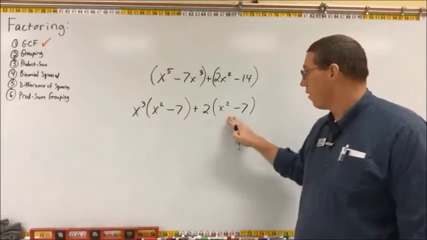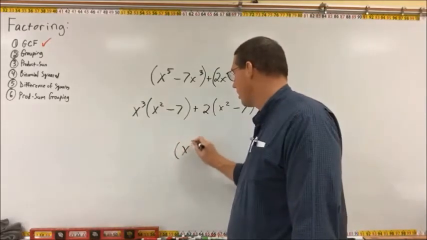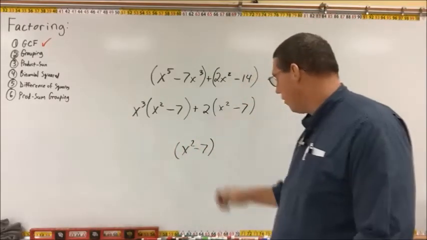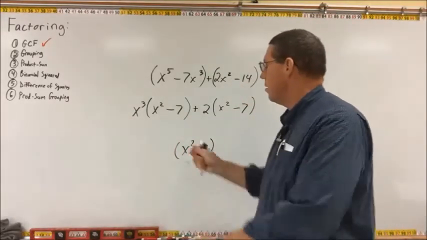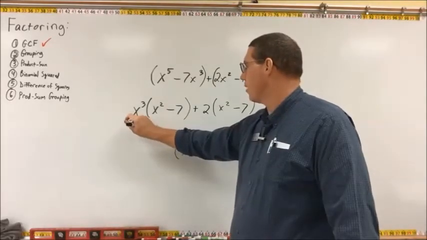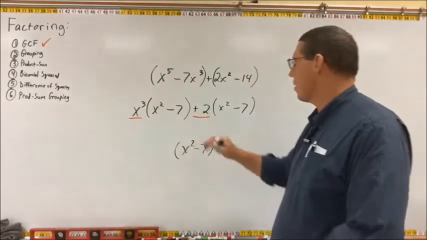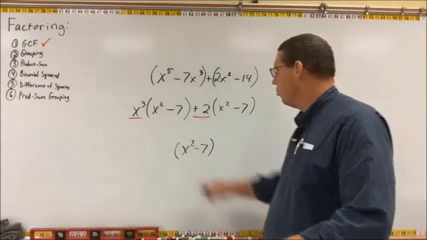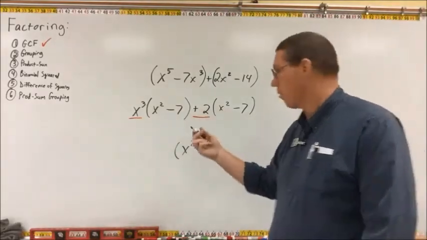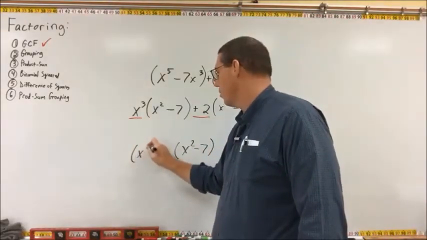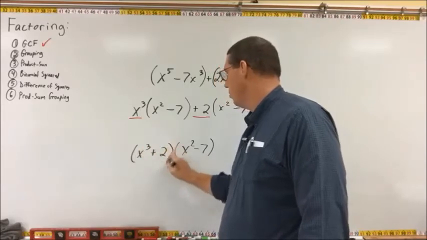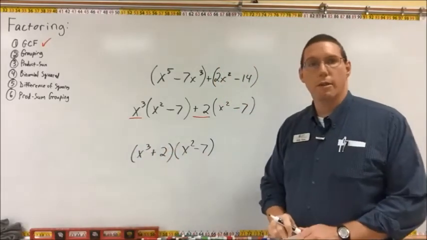So that's one of our factors. One of our factors is x squared minus 7. The other factor is the two greatest common factors that were taken out of the two expressions. X cubed plus 2. That's our other factor. X cubed plus 2, and we are done with that example.